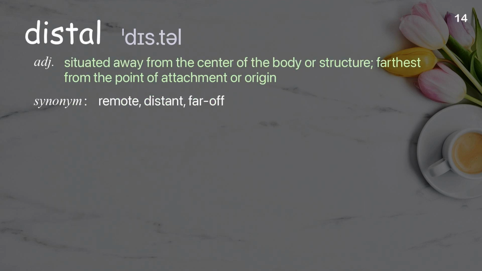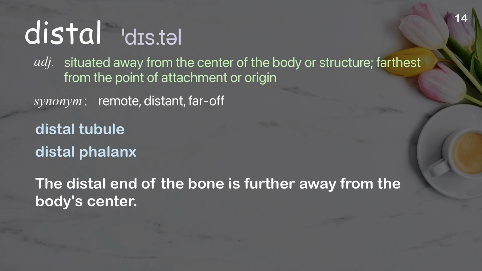Distal. Situated away from the center of the body or structure, farthest from the point of attachment or origin. Examples: Distal tubule. Distal phalanx. The distal end of the bone is further away from the body's center.